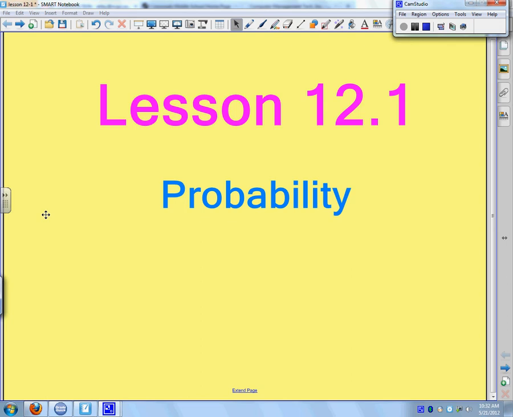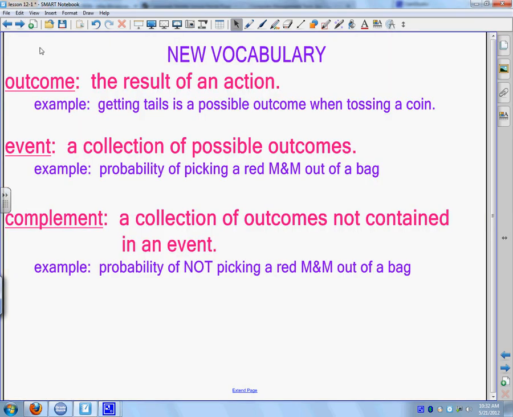What you need to do now is take out your notebook and we're going to take some notes. Title your page 12.1. Here is some new vocabulary.